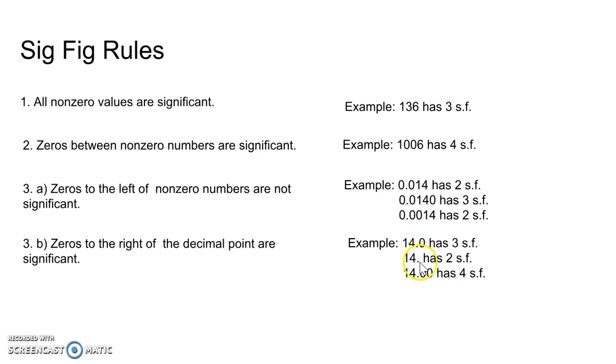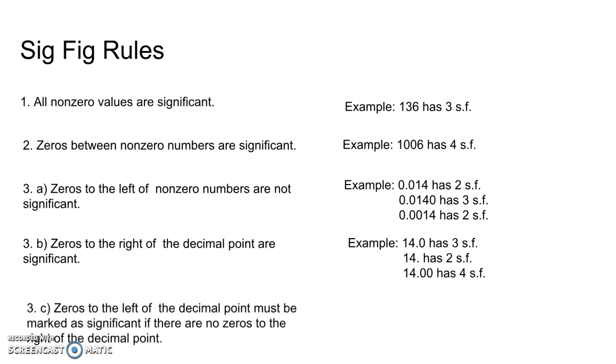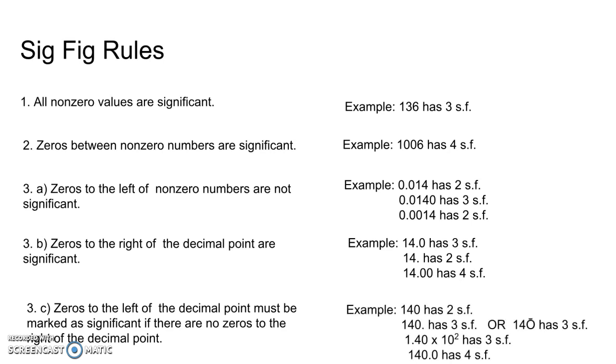You're not going to see this too much though, but it's good to know that you could potentially use this if you're trying to get something down to like 2 sig figs or something like that. All right, and then zeros to the left of the decimal point must be marked as significant if there are no zeros to the right of the decimal point. So let's look at examples like this.